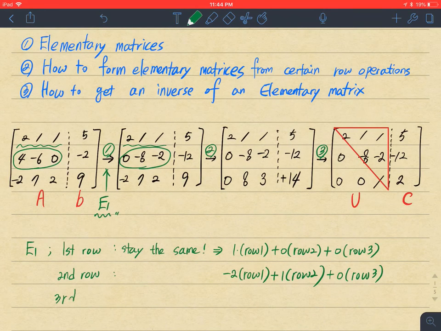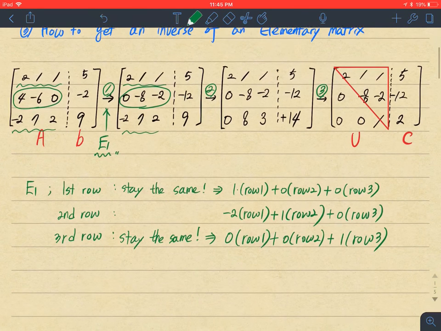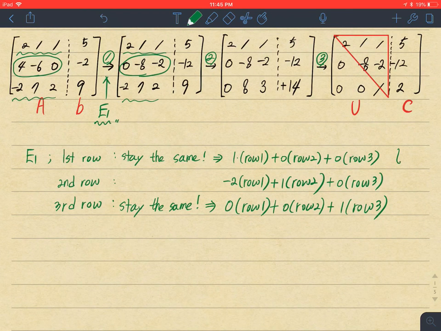As for the third row, what does E1 do to the third row? It does nothing. It stays the same, right? So E1 says stay the same to the third row. For the third row, we want none of the first row, none of the second row, and 1 of the third row, right? So we can formulate E1 from these mathematical expressions. So let's make E1.